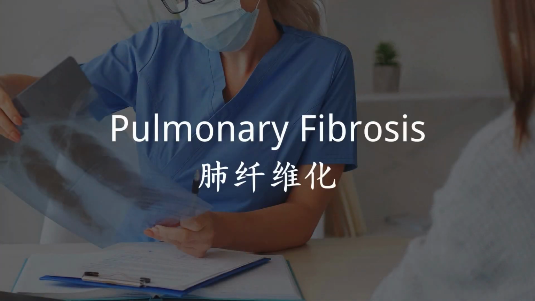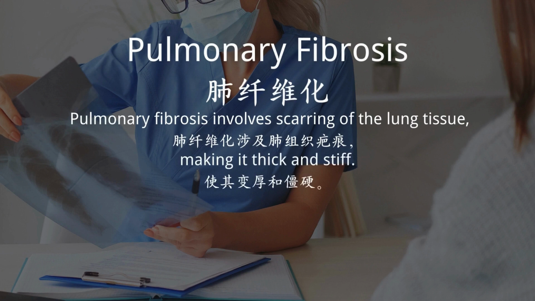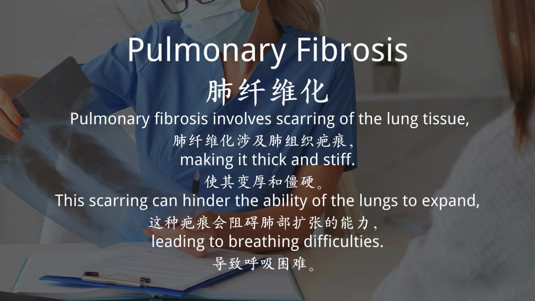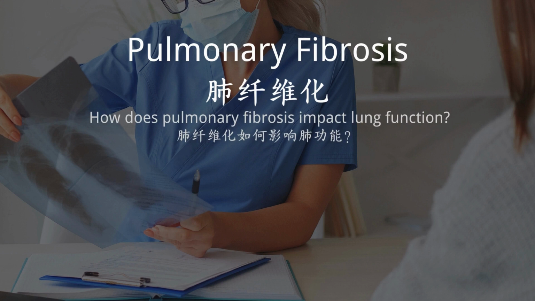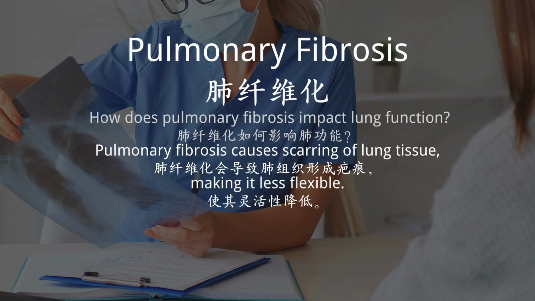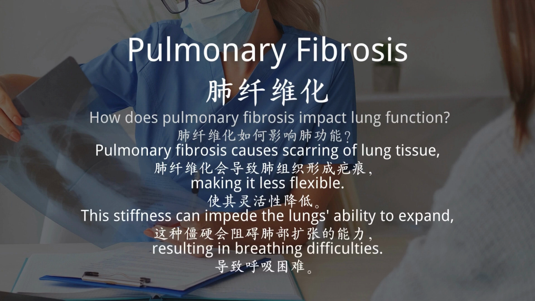Pulmonary fibrosis. Pulmonary fibrosis involves scarring of the lung tissue, making it thick and stiff. This scarring can hinder the ability of the lungs to expand, leading to breathing difficulties. How does pulmonary fibrosis impact lung function? Pulmonary fibrosis causes scarring of lung tissue, making it less flexible. This stiffness can impede the lungs' ability to expand, resulting in breathing difficulties.